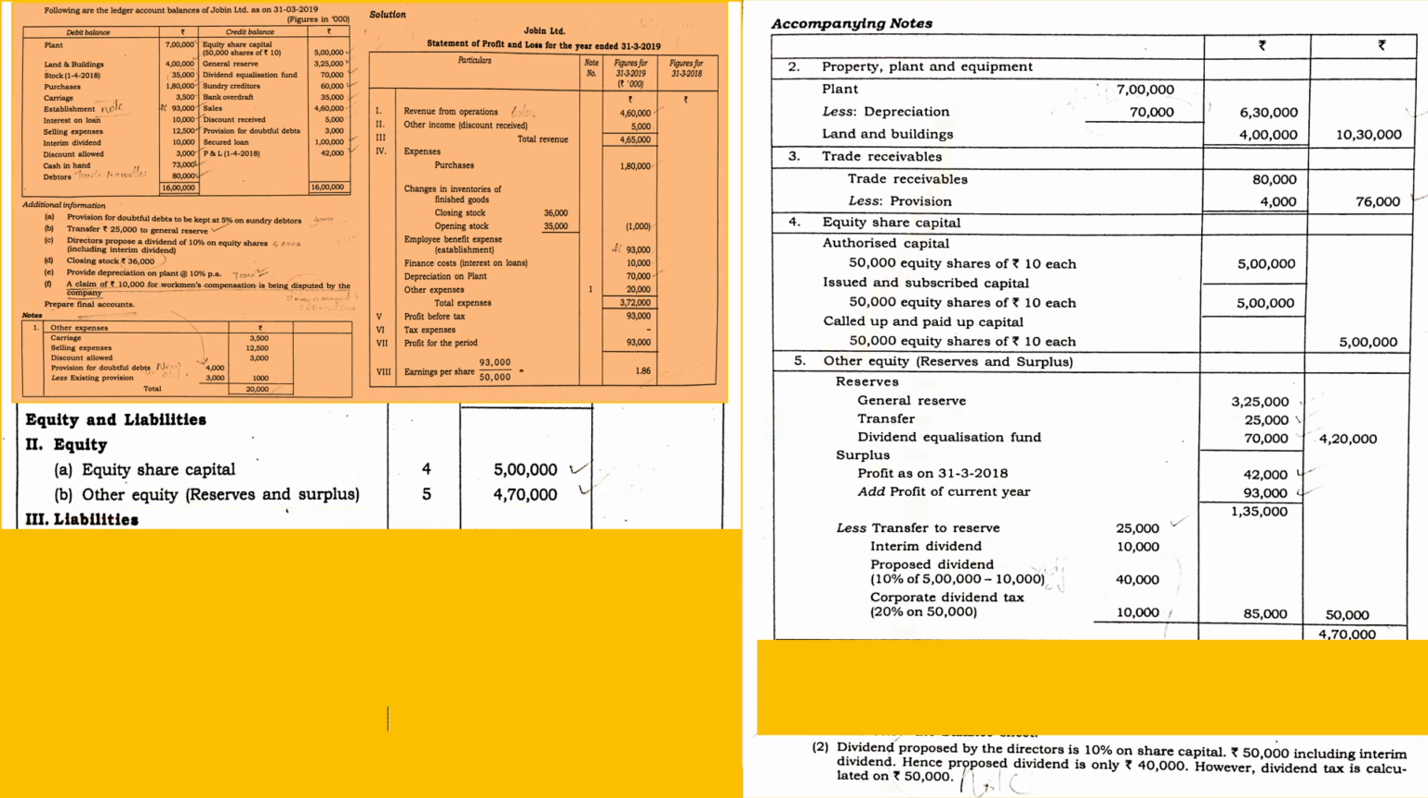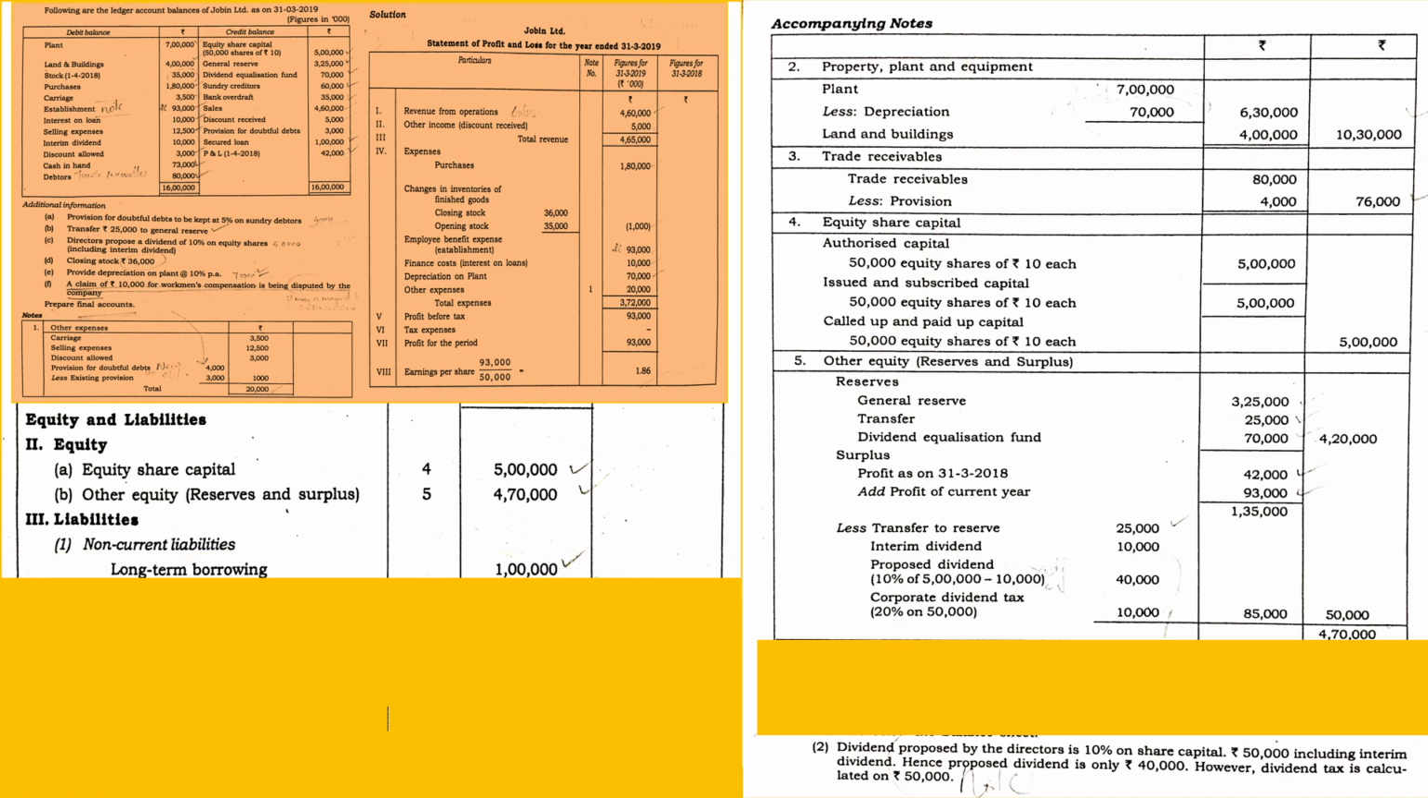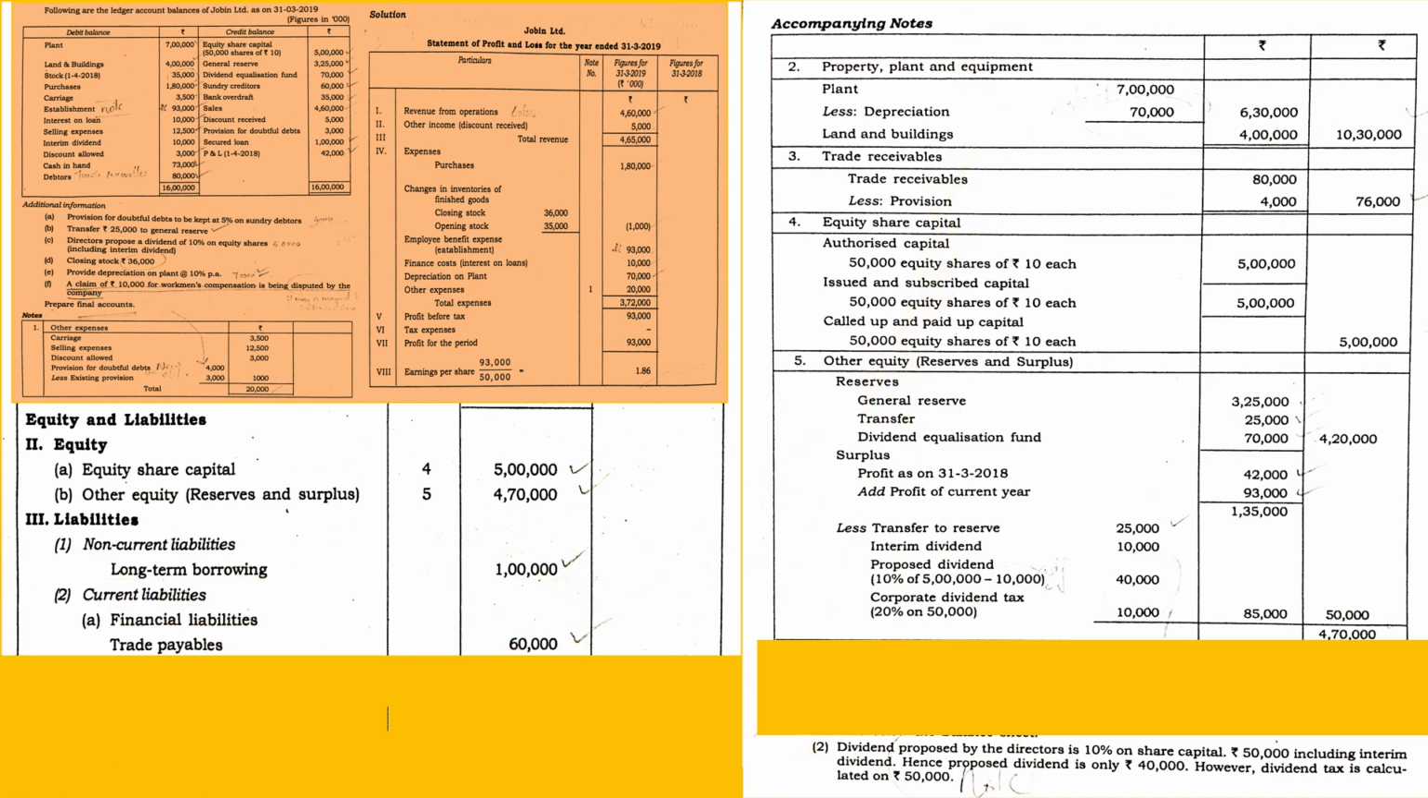Next is the liability side. Under liability, let us begin with non-current liabilities. Under non-current liabilities, let us begin with long-term borrowings. You can see that long-term borrowings is given in the question. Secured loan of rupees 1 lakh. So it has to be shown here. And after that, the next heading is current liabilities. Under current liabilities, there is another head, financial liabilities. Under financial liabilities, next is trade payables.